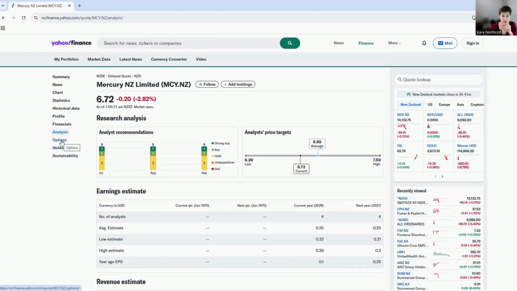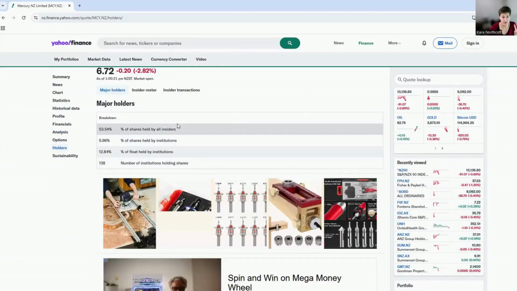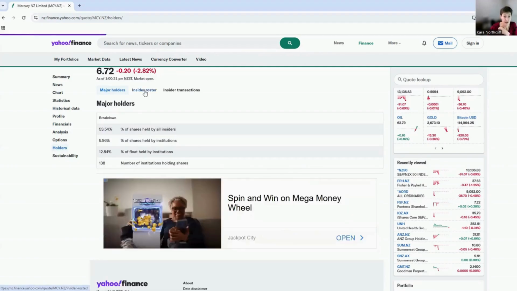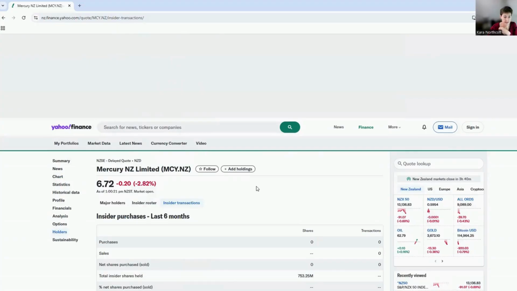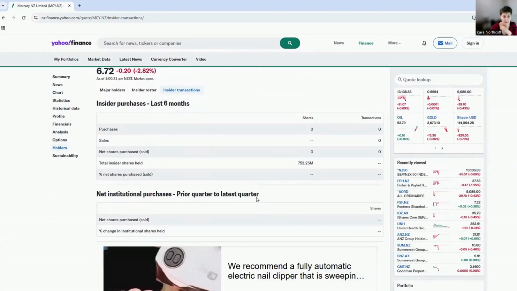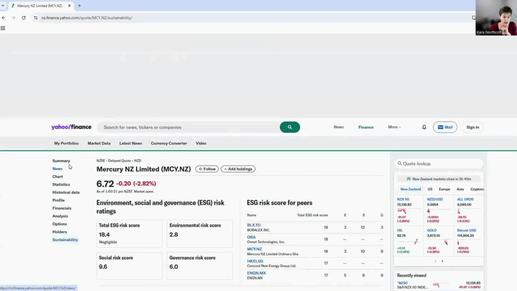We don't have options in the New Zealand share market, so that one doesn't have anything. It brings up the holders. If I click on that one, it shows you how many of the major shareholders there are, and you can see here that nearly 54% is held by insiders. And then you can click on these tabs. The insider roster doesn't bring up anything, and the insider transactions doesn't really bring up a lot either. And then the last one that you can look at is the sustainability.